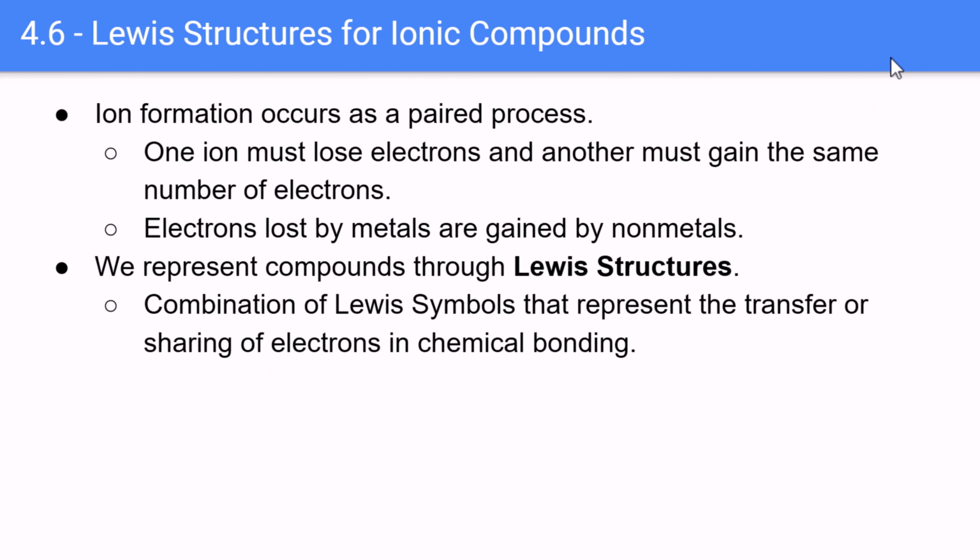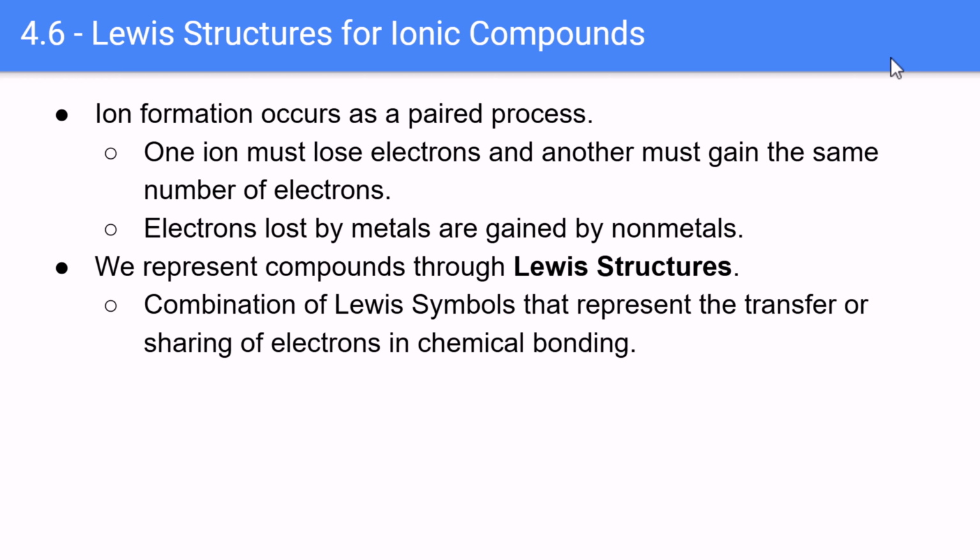So ion formation occurs as a paired process. That is, when something loses an electron, something else by definition has to gain it. And as I mentioned before, electrons tend to be lost by metals and gained by nonmetals. So we represent the compounds through Lewis structures, a combination of Lewis symbols that represent the transfer or sharing of electrons in chemical bonding. Now we're going to eventually do this two separate ways.